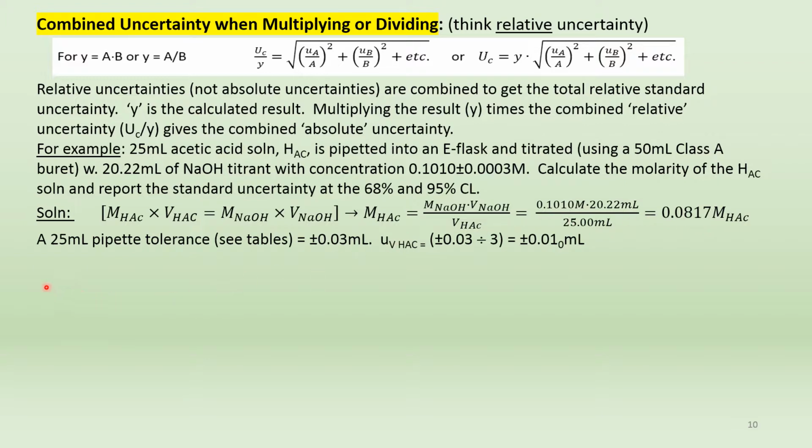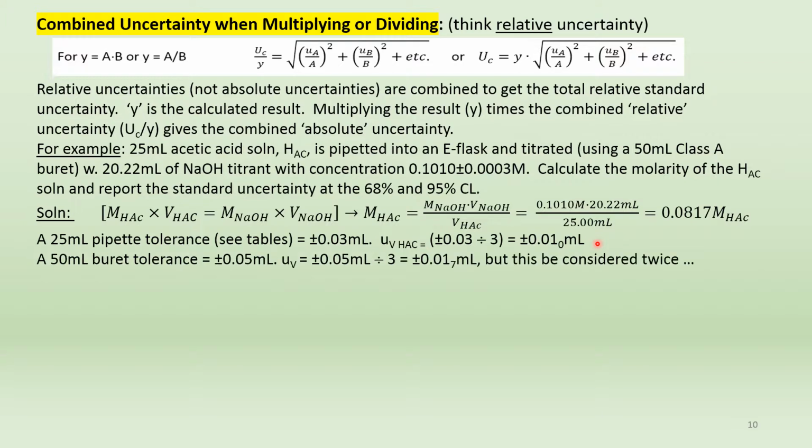Well, let's take it apart. The 25 mL pipette tolerance, you have to see the tables for this, I couldn't stick it on this slide, is listed as plus or minus 0.03 mL. Well, that's the maximum uncertainty. The standard uncertainty would be 1/3 of that, which is plus or minus 0.01 mL. For the 50 mL burette, the tolerance is listed as plus or minus 0.05 mL. That again is the maximum uncertainty. We want the standard value, so we divide that by 3 and get 0.017 mL.